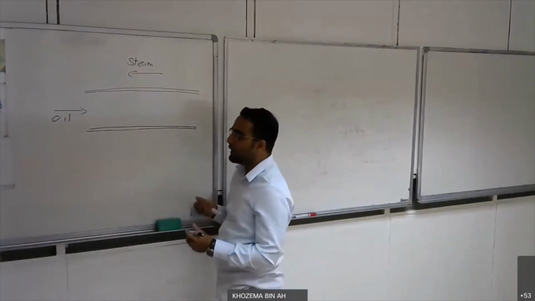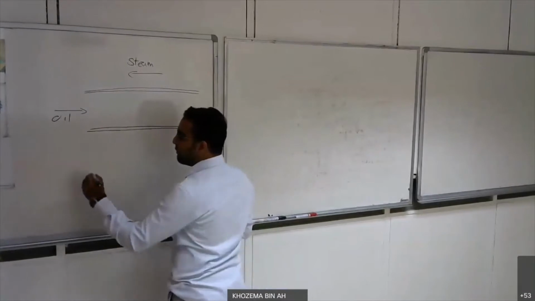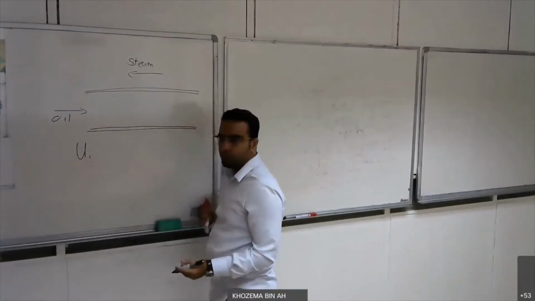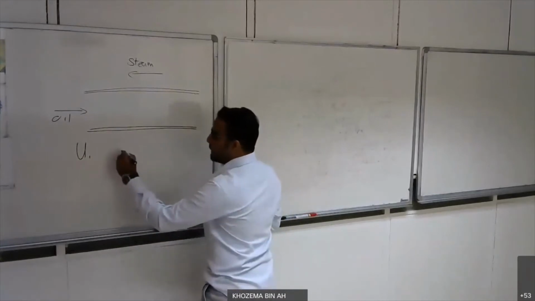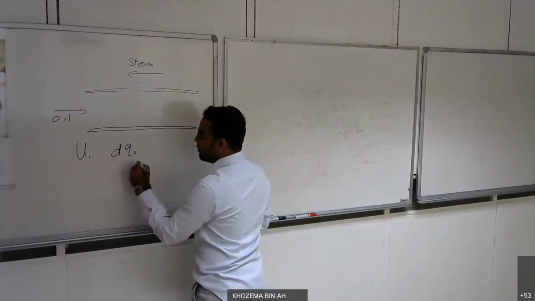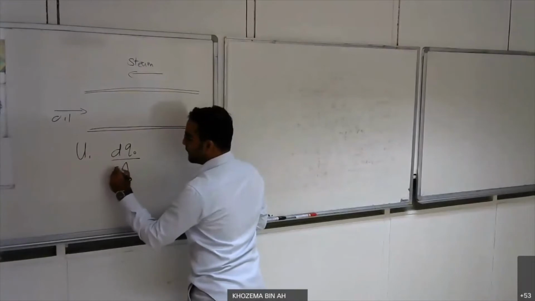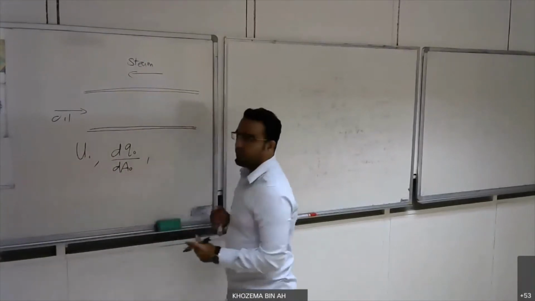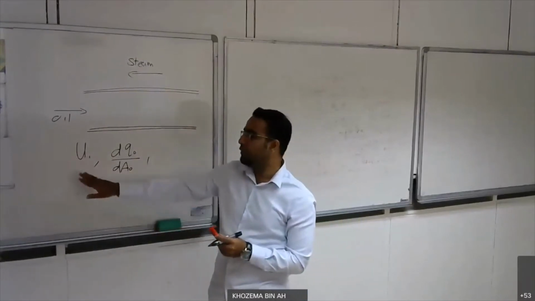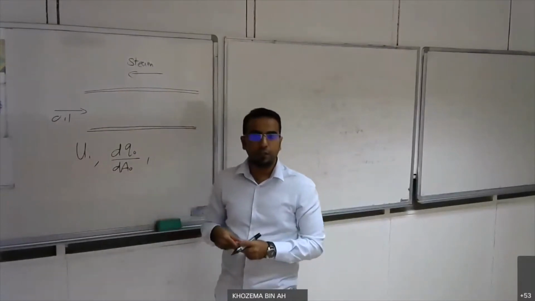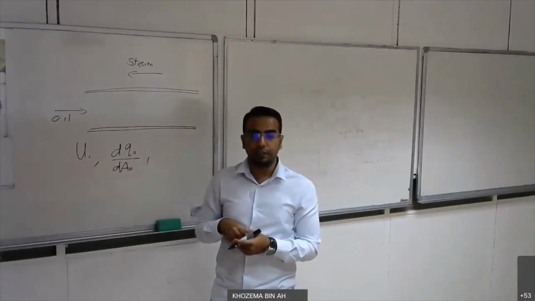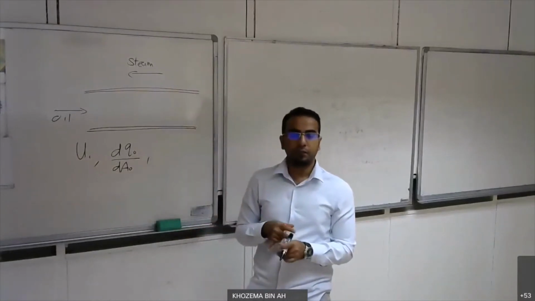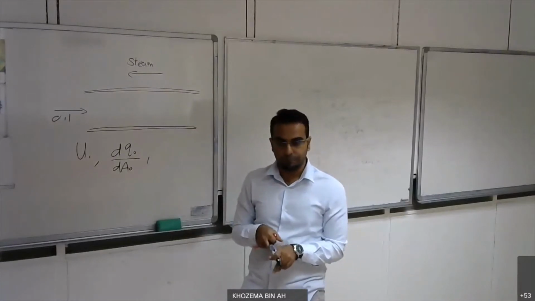Now the question was asking you to find the value of Ui, and I think also the value of dQo over dA. These are the two things the question asks you to find. Find the value of the overall heat transfer coefficient based on the inside surface area, and also find the value of heat flux based on the outside surface area.